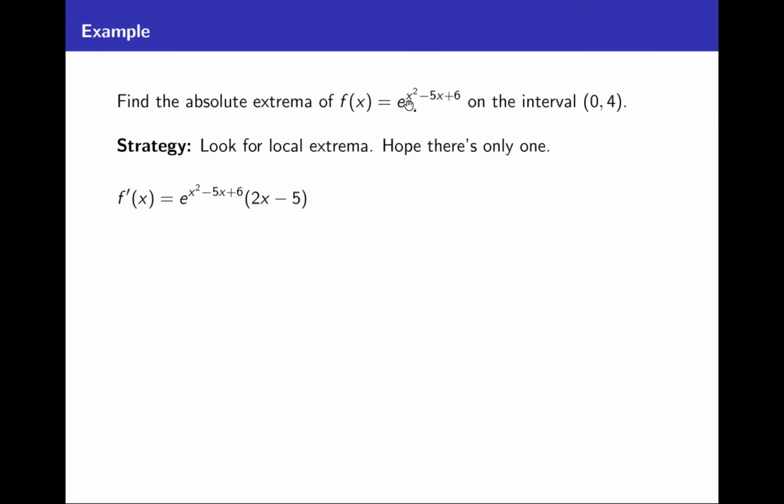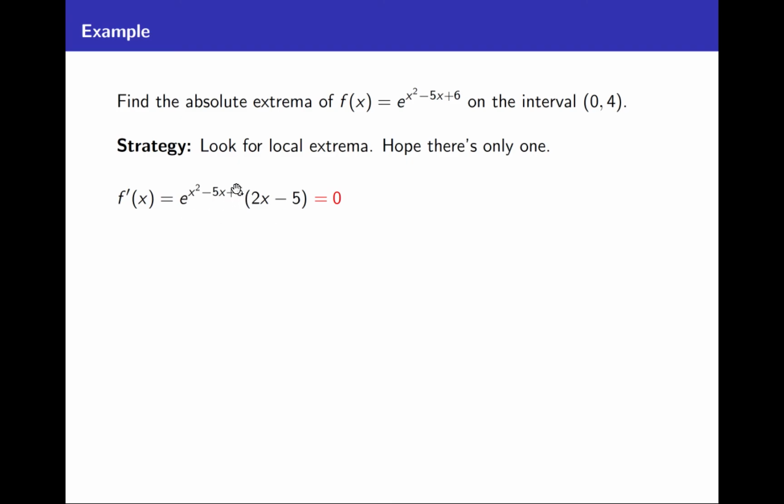f of x is e to the power of x squared minus 5x plus 6. So by the chain rule, f prime is e to the x squared minus 5x plus 6 times the derivative of x squared minus 5x plus 6, which is 2x minus 5. And to find the critical points, you're going to set that equal to 0 and solve.